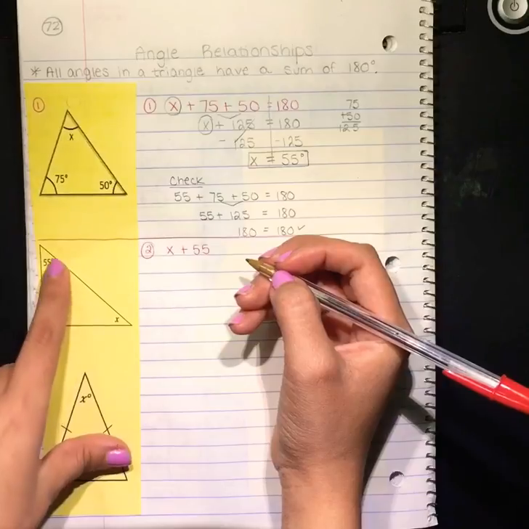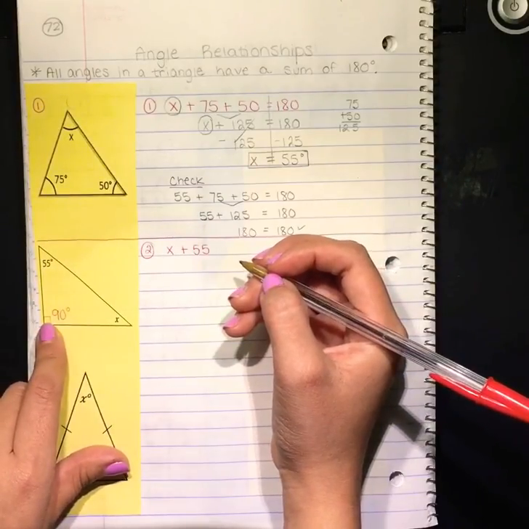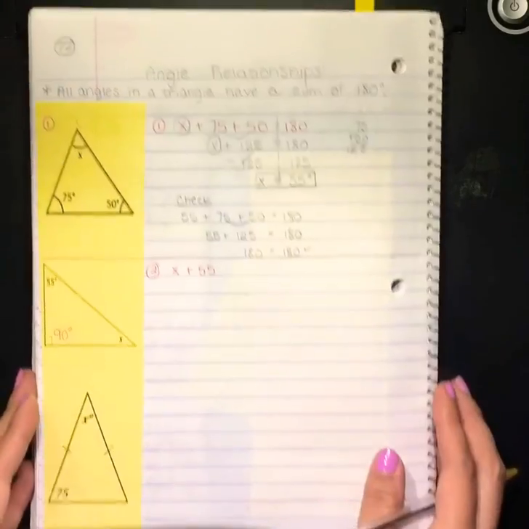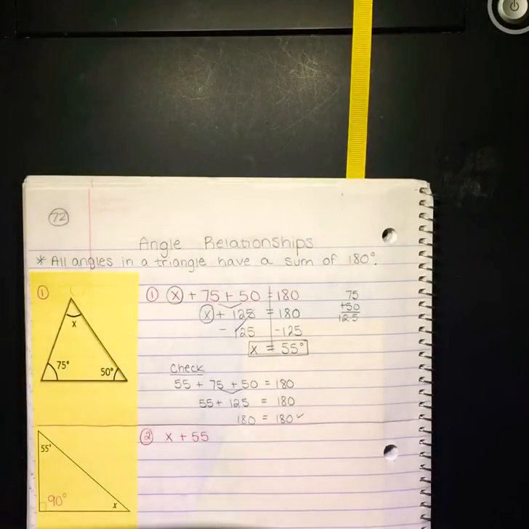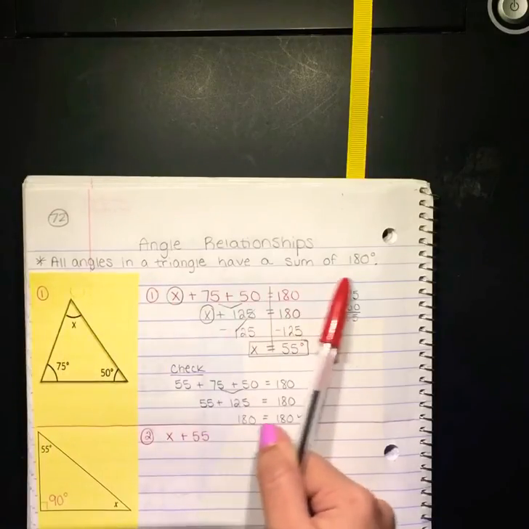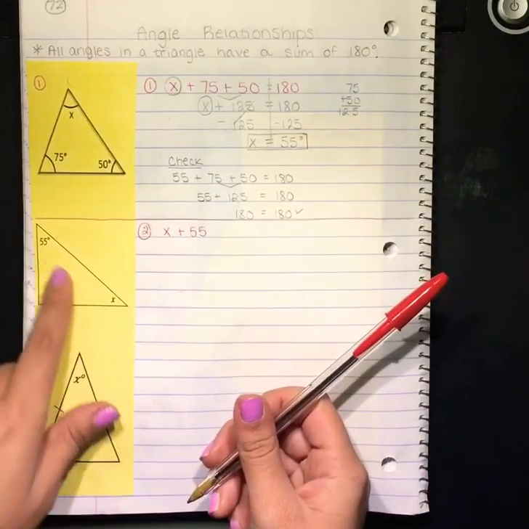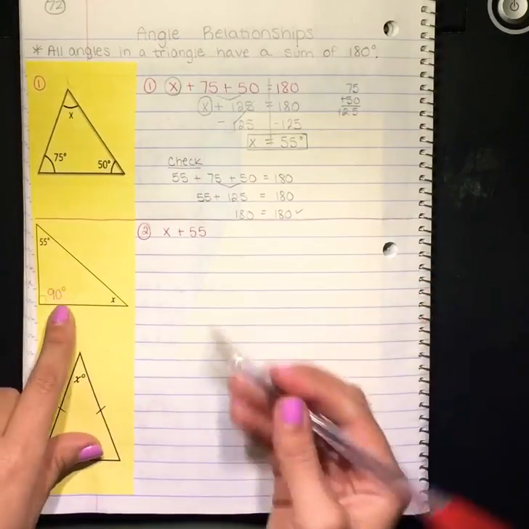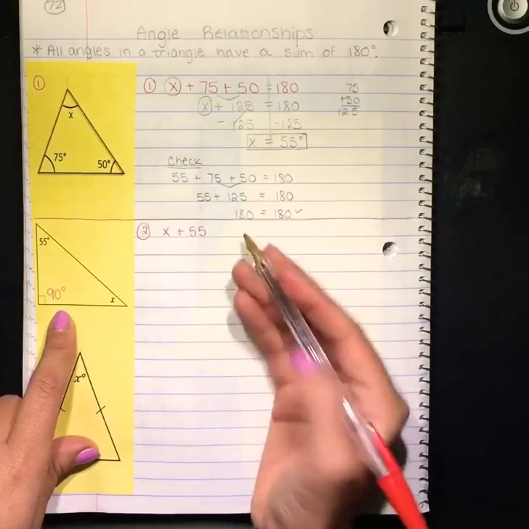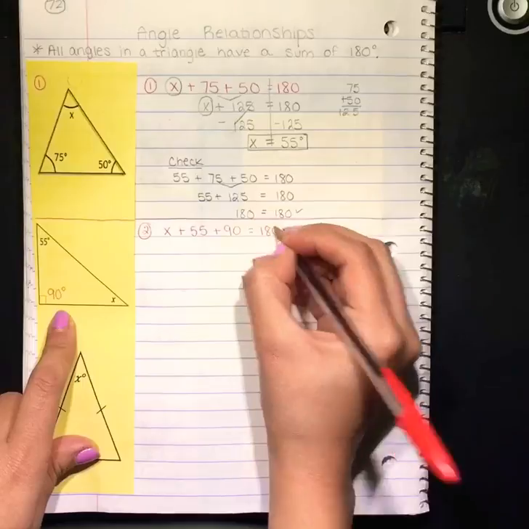What do we need to do with all of the angles inside of a triangle? Let's read the top of the paper. It says all angles in a triangle have a sum of 180. Let's try that again. All angles in a triangle have a sum of 180. Okay, so what do we need to do with all of our angles? Add them together. So I have x plus 55 plus 90 equals 180. So I'm adding them all together.